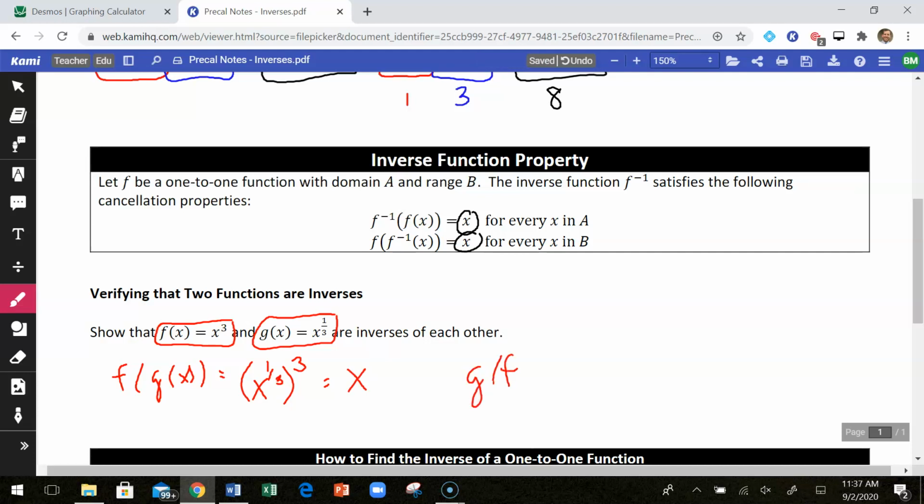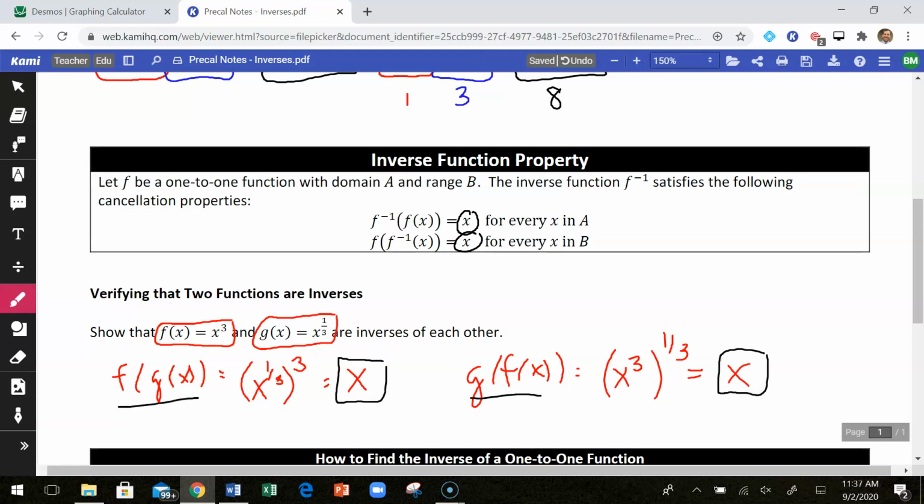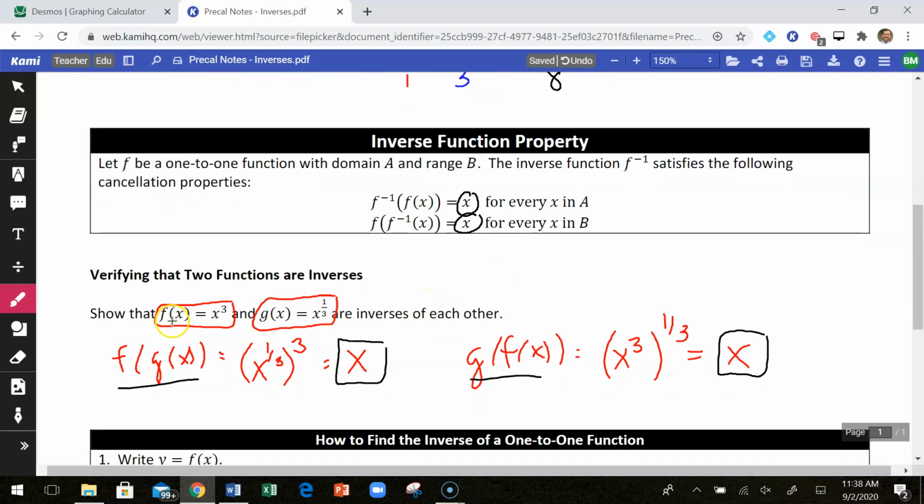Also, if I did g of f of x, it's going to work very similarly. I take the function g, which is x to the 1/3, and I plug in the function f, which is x to the third. I use my exponent property there and multiply those, and I get x. Because when I compose them both ways, I just got x as my final answer when I simplified those compositions, that shows me that yes, f and g are inverses of each other.